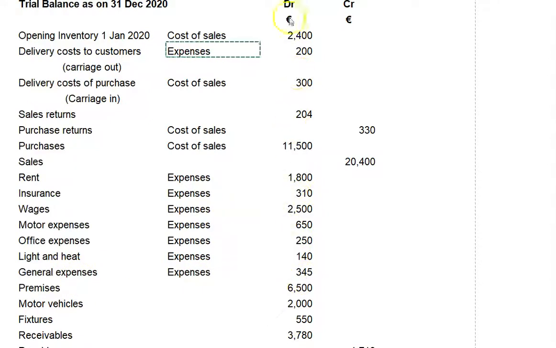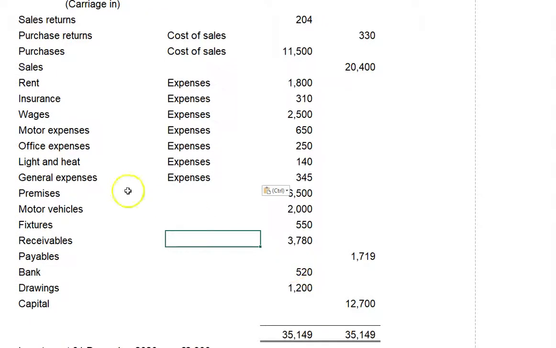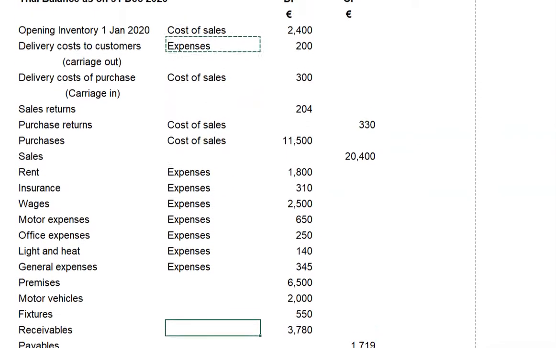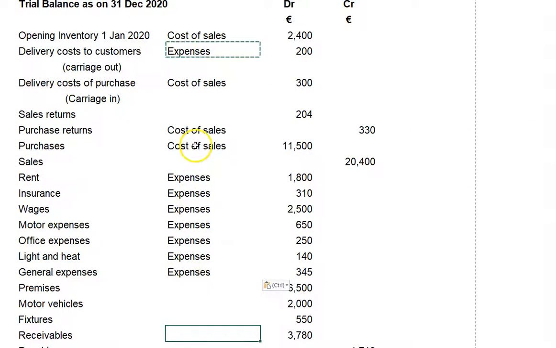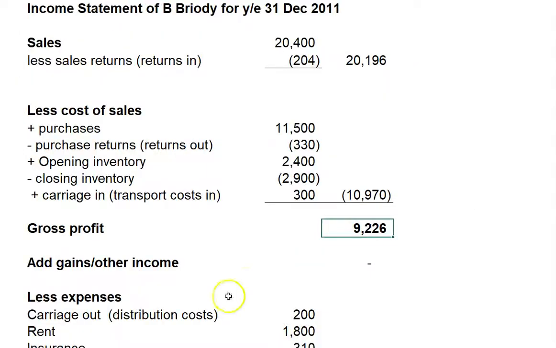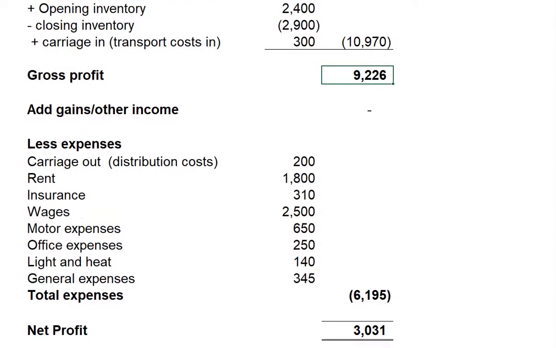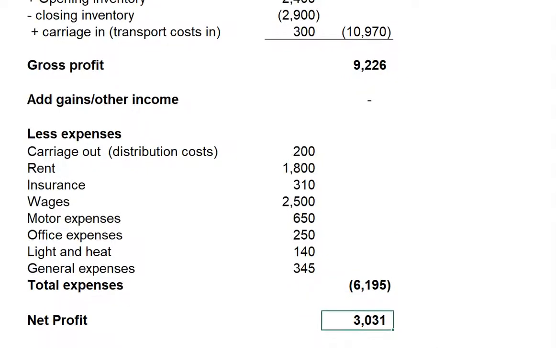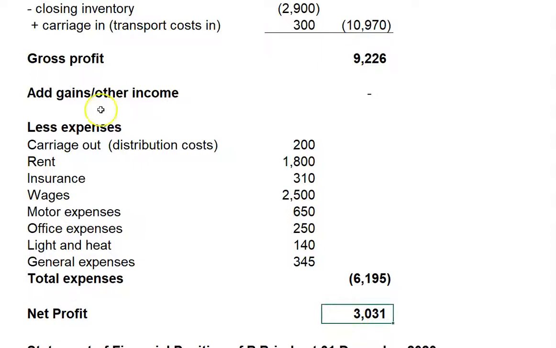And you'll notice they're always on the debit side. So on the debit side or the left-hand side of the trial balance will be expenses or assets. And what's left on the debit side, if we go down there, these items are assets, bank is an asset, drawings is equity. So there are no other expense accounts. So all I do then is just transfer them into the income statement and reduce our gross profit for those expenses. So the total expenses go in here, they add up to 6,195, and our gross profit less our expenses gives us a net profit of 3,031. And that's the income statement finished.